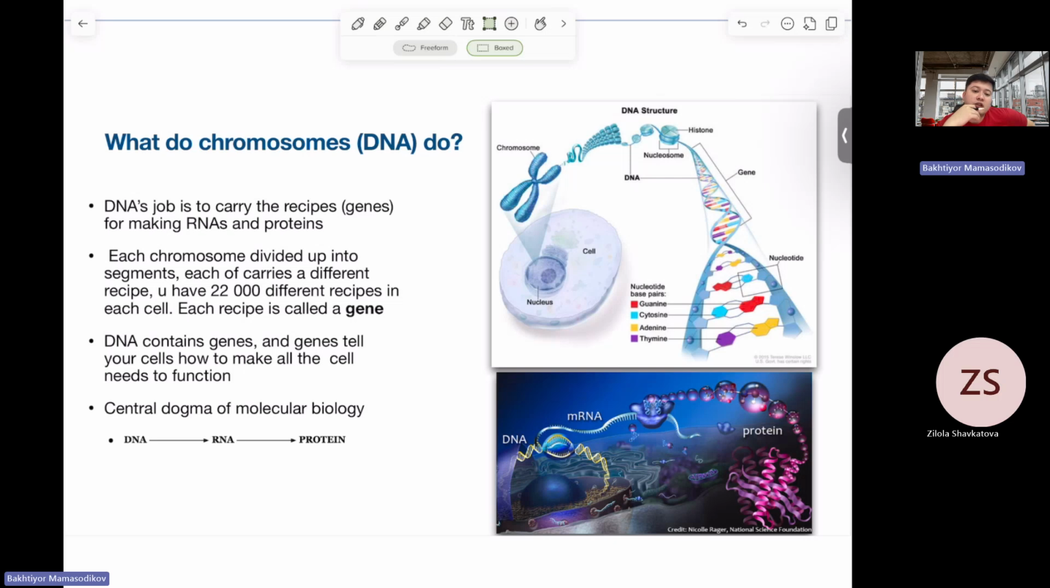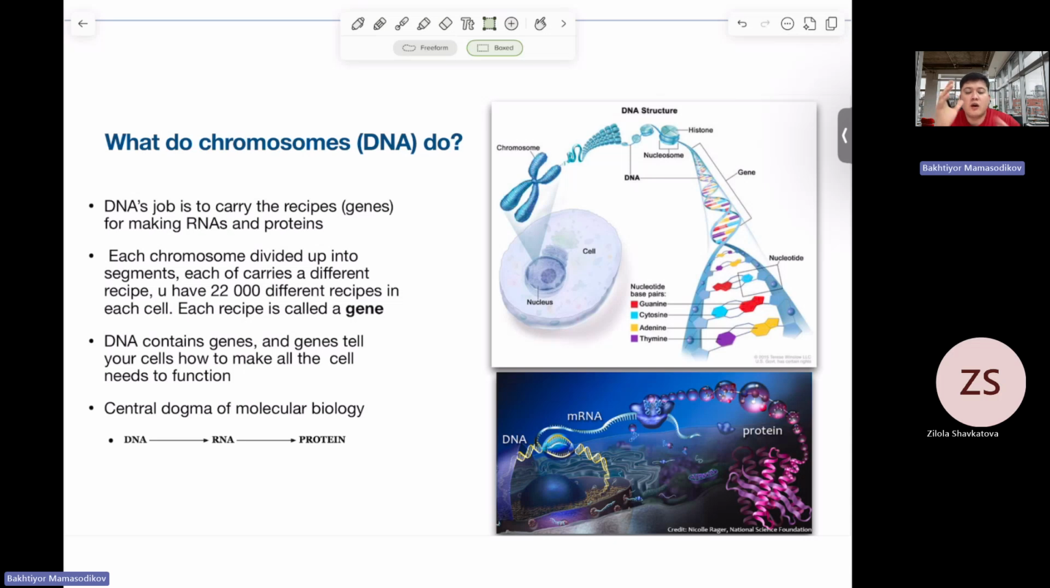You have about 22,000 different recipes in that master cookbook, which is DNA. There are 22,000 different genes, and each one gives instructions to make a specific dish, a specific protein. So DNA is important. It contains the genes, and those genes are going to make us proteins. This is the analogy compared to the restaurant.